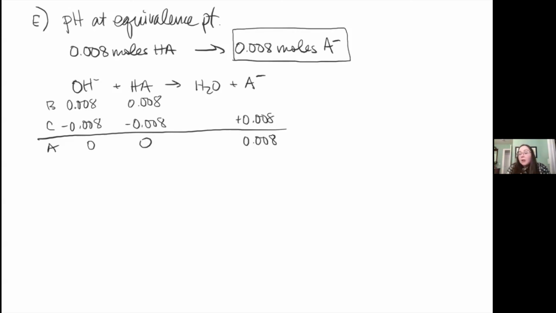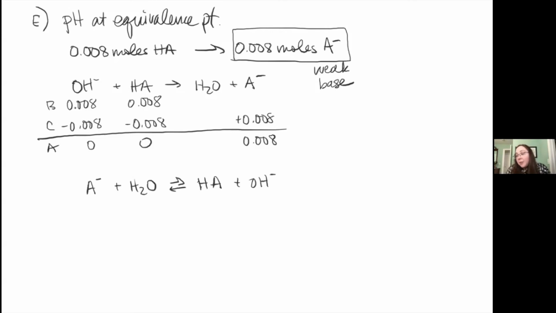Now we have to ask ourselves, what is A minus? Well, it's the conjugate base of a weak acid, which means that it itself is going to be a weak base. And what do weak things do in water? A weak base is going to react by the Kb equation. So A minus plus water is in equilibrium with HA and OH minus. So it's going to make a little bit of OH minus here.